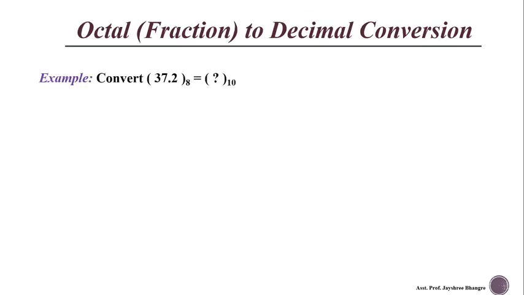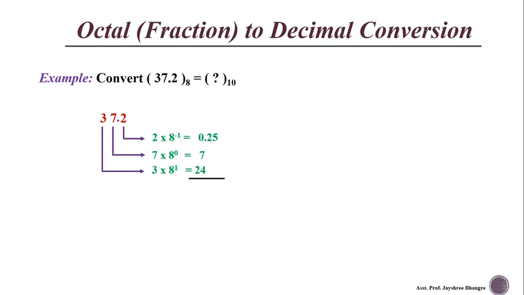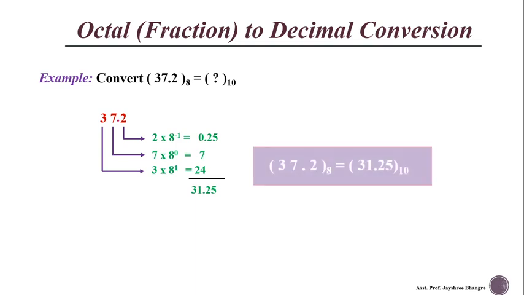So to convert a fractional octal number to decimal, again we follow the same method. For the fractional part, we use negative powers of base 8. So it is represented as 2 into 8 raised to minus 1, that is 0.25. And for the integer part, we multiply the digits with positive powers of 8. So 7 into 8 raised to 0, we get 7. And for 3, we get 3 into 8 raised to 1, equal to 24. So after summing up, we get the answer 31.25.